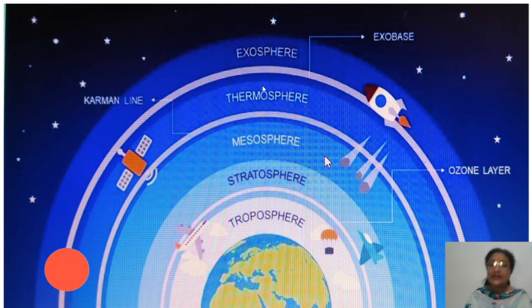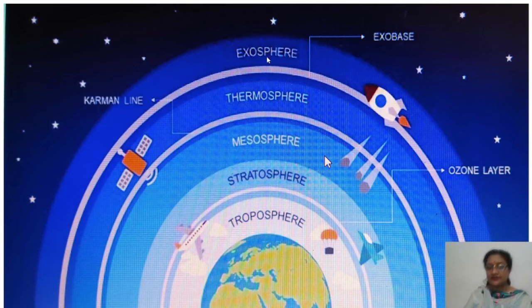Now exosphere and ionosphere together are called the thermosphere, right? I told you in the beginning also, ionosphere and exosphere together form the thermosphere. By this you can get an idea. Thermos means it is related to temperature, so you can easily relate it with the high temperature of the ionosphere and exosphere, right? As we go higher up, the temperature keeps increasing, right? And maximum temperature you will find in the outermost layer of the atmosphere.